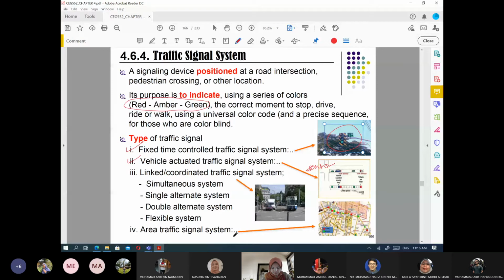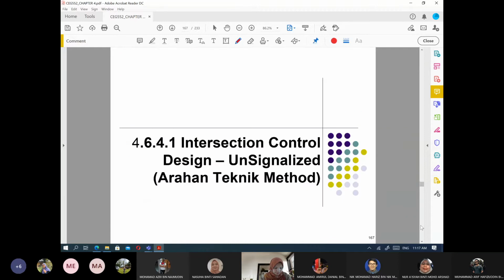Ataupun area traffic signal system, yang ini yang di cover lebih besar. Okay, lebih besar dia punya coverage area. Right? Usually we just use number 1 and number 2. And for our calculation pun untuk traffic signal kita akan tengok yang tu lah. Okay, so this is the calculation part.